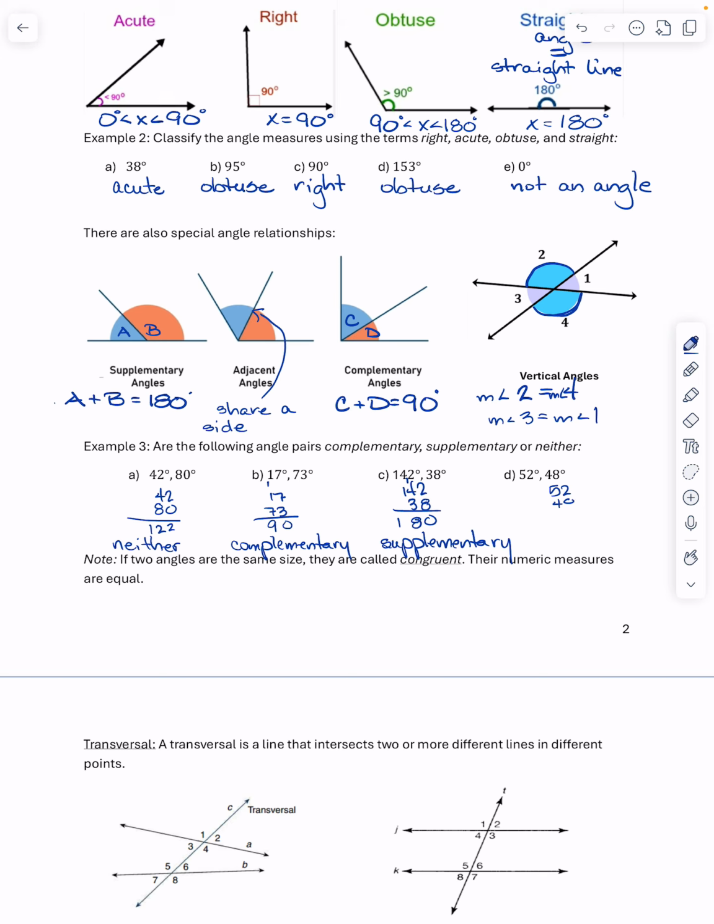D, 52 and 48, and this is a common mistake. A lot of times we will look at that 5 and 4 and see 9 and ignore the 2 plus 8 part. So be very careful when you look at these. This one's neither. They add to 100.